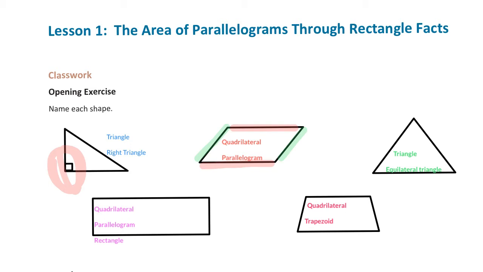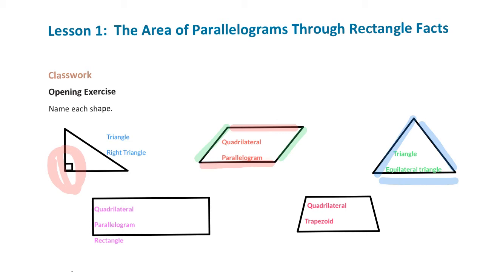Our third figure in the top row is another triangle. It is a triangle because it has 3 sides. It is also more specifically called an equilateral triangle. Equilateral means all 3 sides are equal. So in that triangle, if we were to measure all 3 sides, they would all have the same measurement.